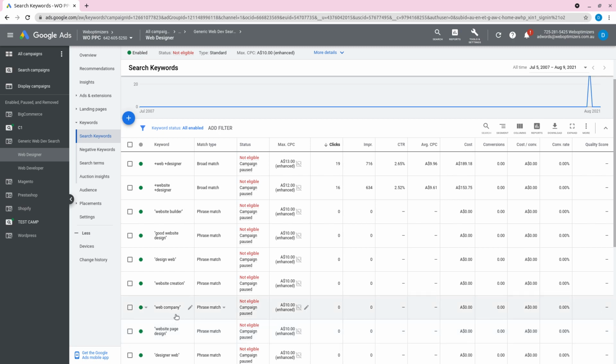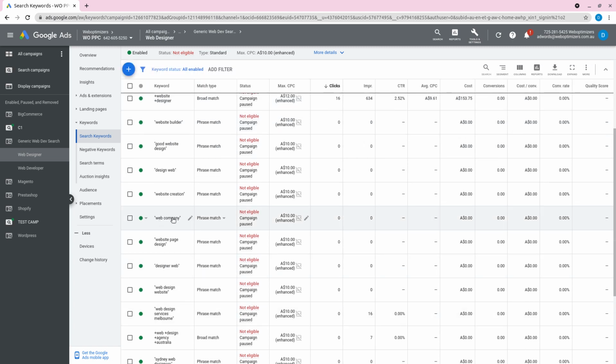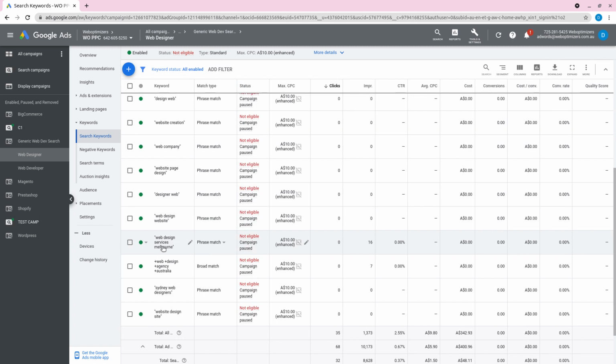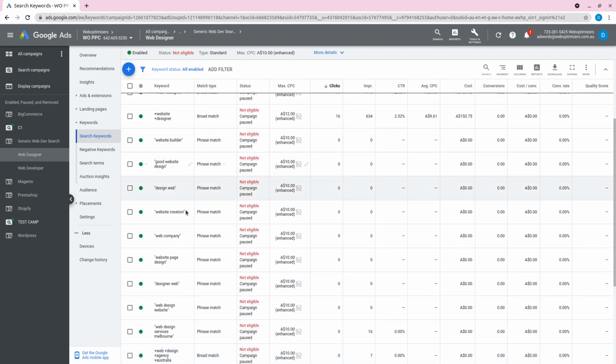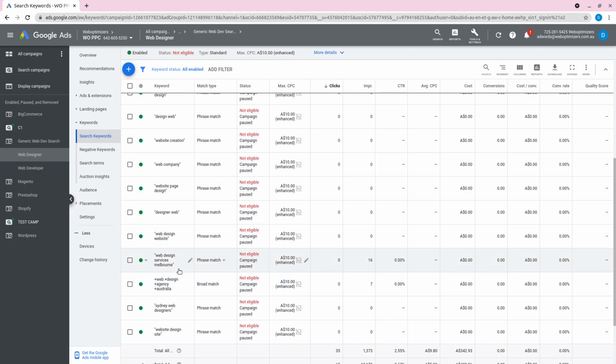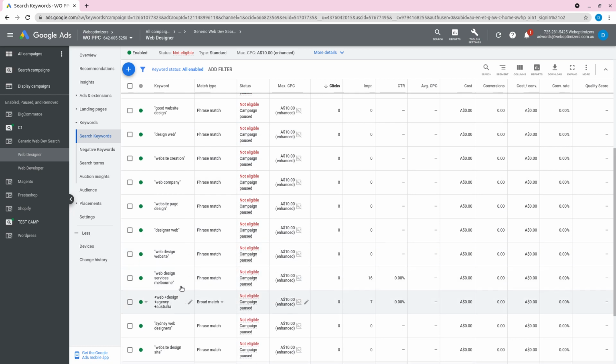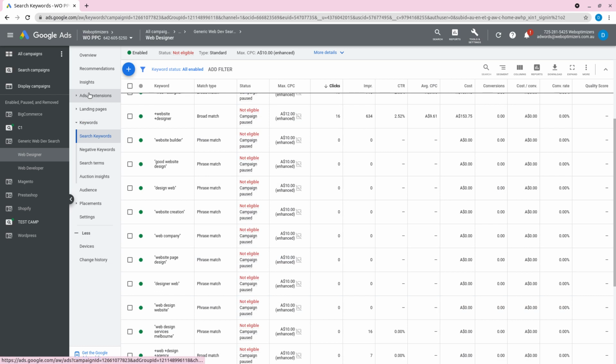In addition to this, the other problem is that with each ad group you have your associated ads. Now as you can see, my keywords here, web designer along with web company along with web design services Melbourne, and also Sydney web designers, are very far in terms of relevance to each other. There's obviously one about web design, one about web design services, one about web designers. So it's very hard to write ads that would have a great correlation to these keywords.